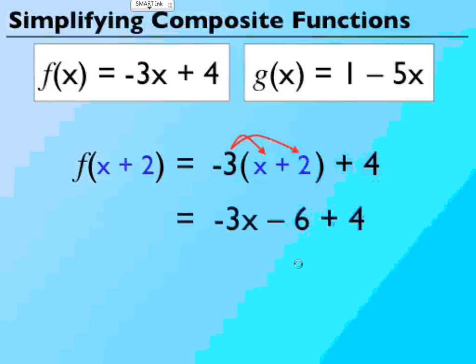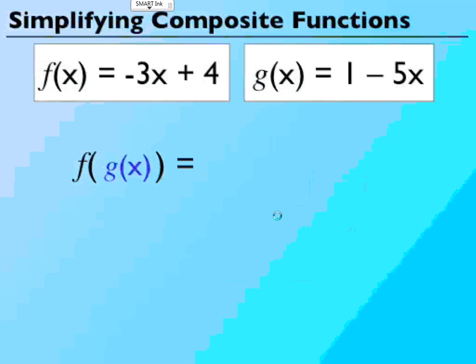Okay, so we go on and we distribute. We get -3x minus 6 plus 4. Combine some like terms to get -3x minus 2. So just to recap, what we need to do is leave space, take out every x in the function we're using, and leave space and plug in whatever's in the parentheses. Take out the x, leave some space, plug in whatever's in the parentheses here.